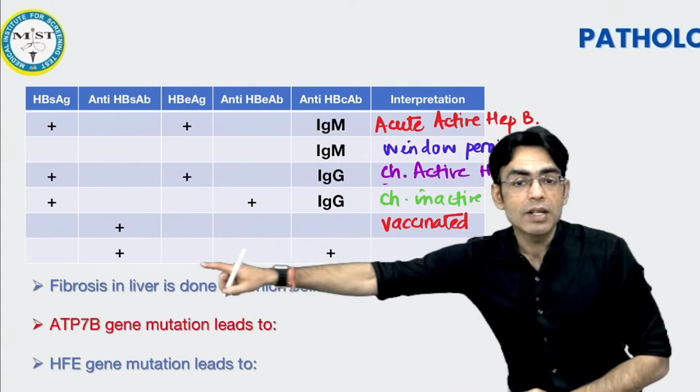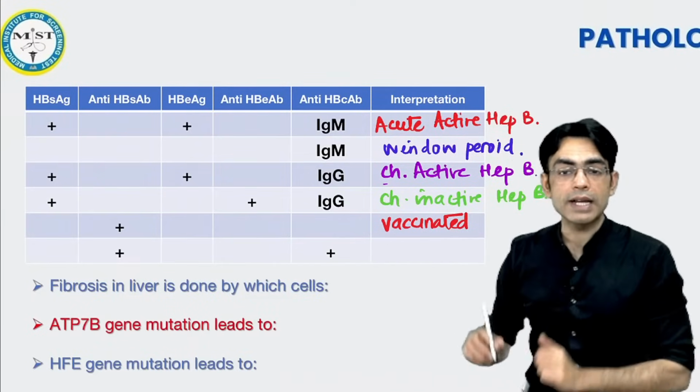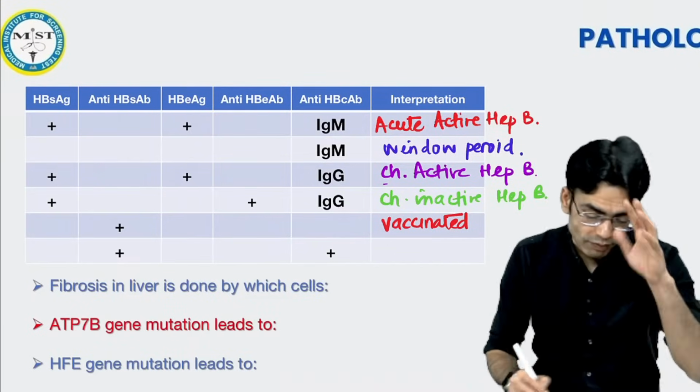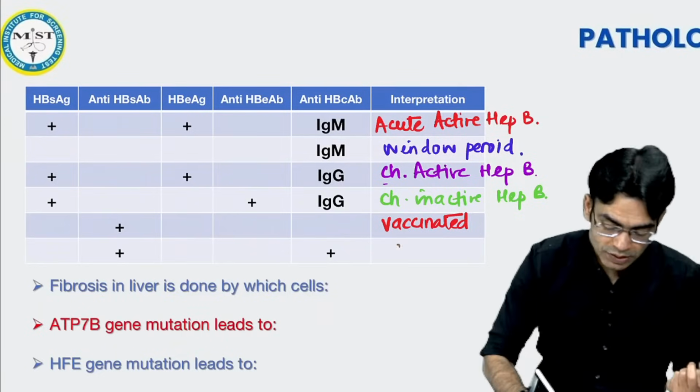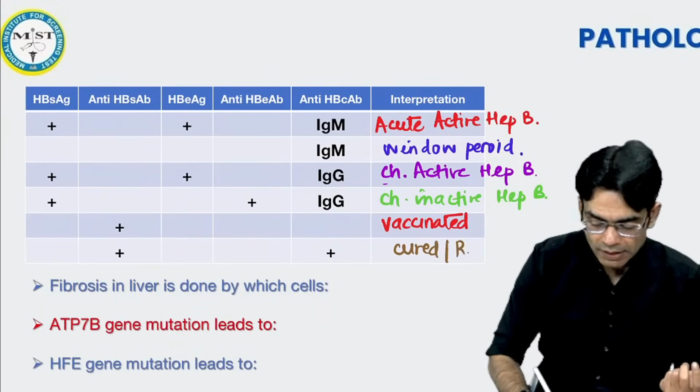And when I have surface antibody and core antibody both, what does this mean? Finally, what we want. What do you want? We want to cure the patient. So this is a cured patient, or we can say recovered patient.